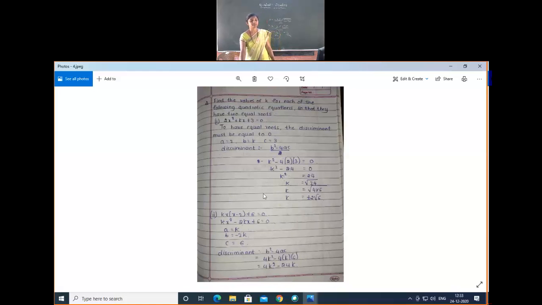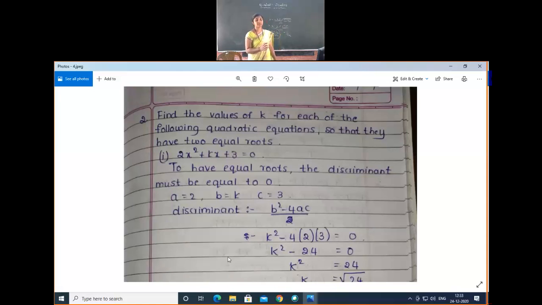Now we have to work out the second main question. The second main question is like this: find the values of k for each of the following quadratic equations so that they have two equal roots. Some quadratic equations are given, so that they have two equal roots. Roots are equal and real, in the sense of which condition? b square minus 4ac is equal to 0. That condition we have to use here.